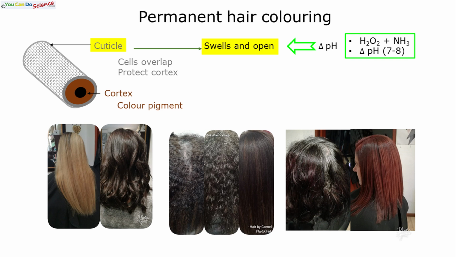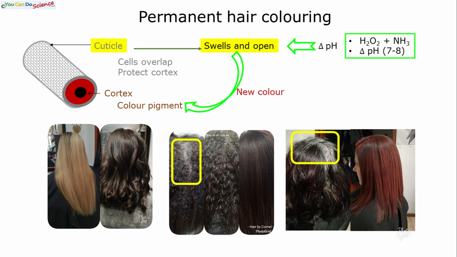At this pH, the hair swells and the cuticle opens. The new color is absorbed and reacts with the pigment cells. After the hair is rinsed well, the cuticle returns back to normal, and the colorant is now permanently captured in the cortex and will grow out with the hair.